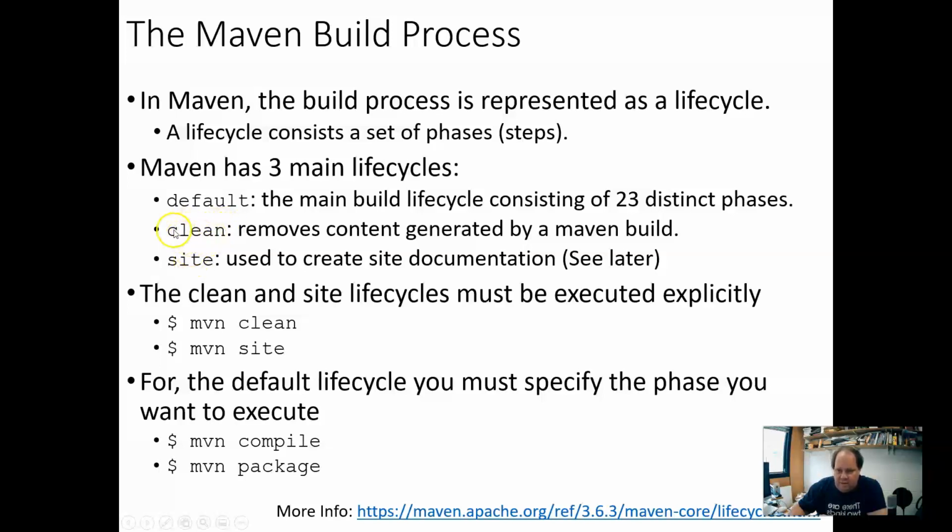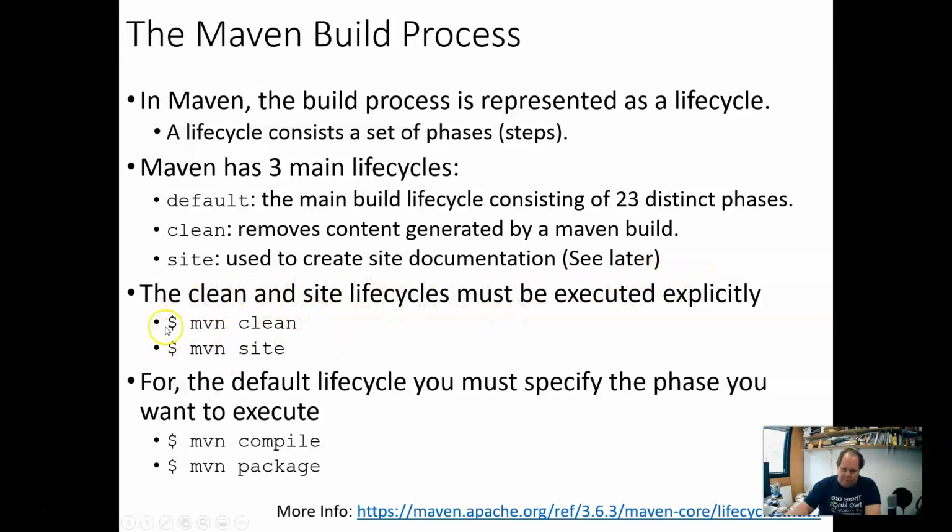The clean life cycle essentially is used to remove content that's generated by a Maven build. The default life cycle deals with the actual main build life cycle, and it actually consists of 23 distinct phases. So there are a lot of steps that you can use within Maven. The site life cycle is a special life cycle that creates site documentation. Again, I will get you, as one of the tasks, to generate some of this documentation and have a look at it later on. The clean and site life cycles must be executed explicitly with Maven.